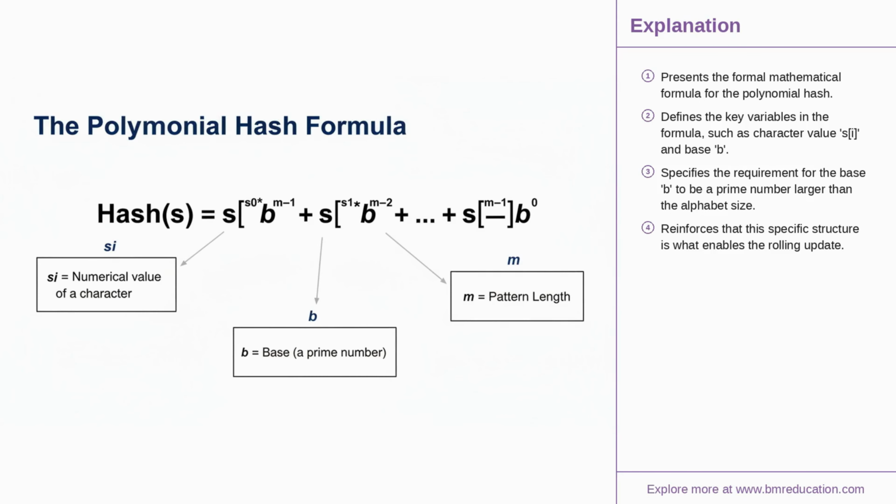The hash of a string S is the sum of each character's value multiplied by a base b raised to a power corresponding to its position. The base b is typically a prime number larger than our alphabet size. This mathematical structure is what allows us to later roll the hash value efficiently from one window to the next.